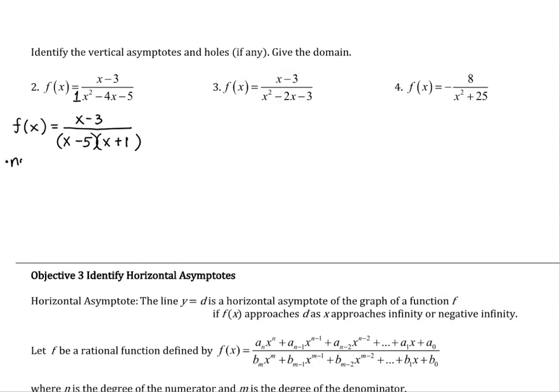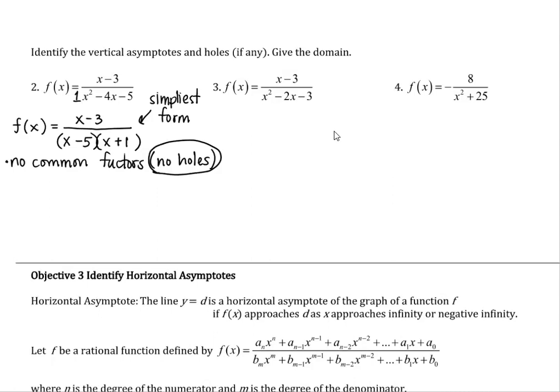The first thing I want to point out is that the numerator and the denominator have no common factors. So nothing cancels out. Because it has no common factors, this rational function will have no holes because nothing is canceling. So as we have it written here, this is in simplest form. And it's in simplest form because there's nothing that can be canceled. We've already talked about how this has no holes because nothing is canceling out. To go on and find the vertical asymptotes, we take the denominator from simplest form and we set that denominator equal to 0.